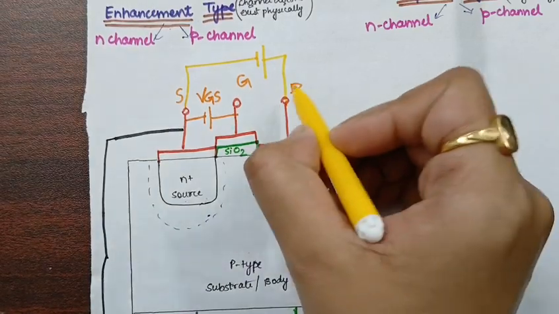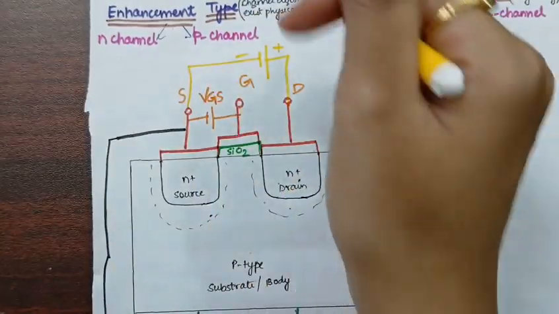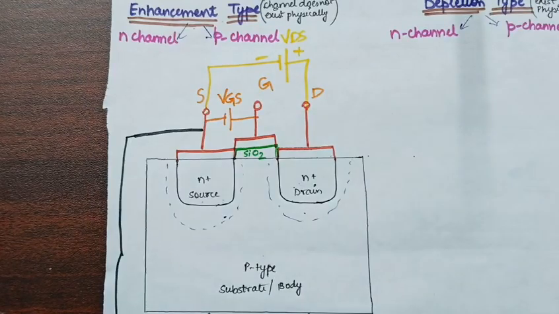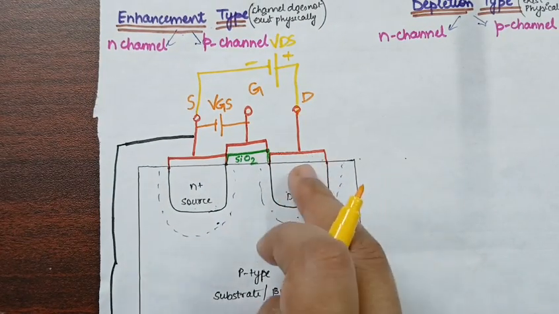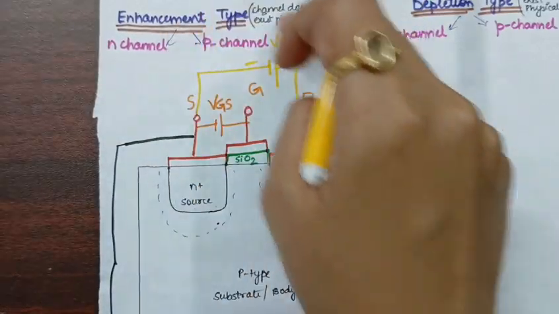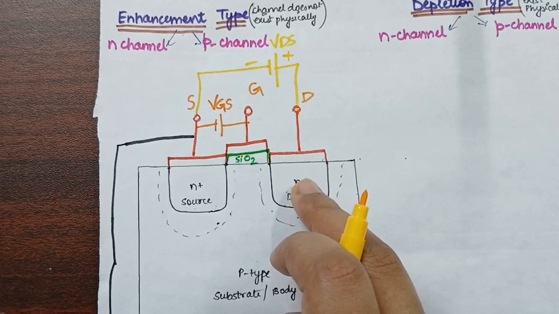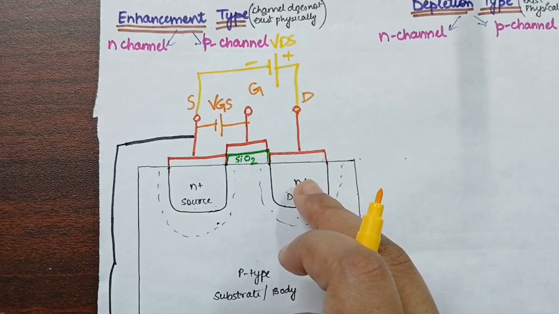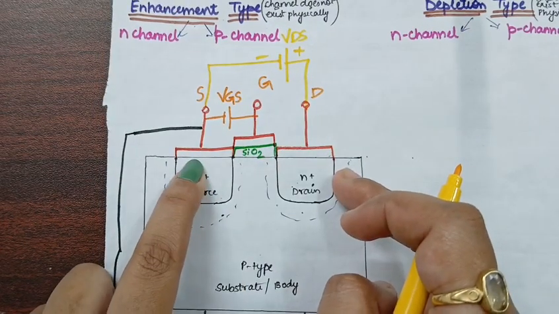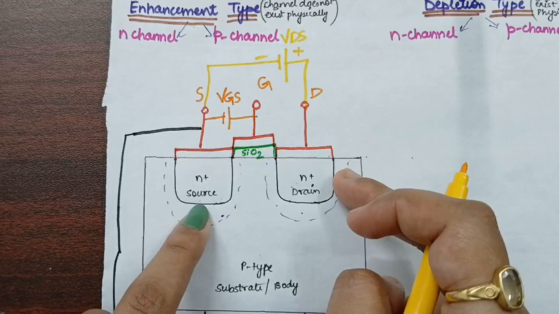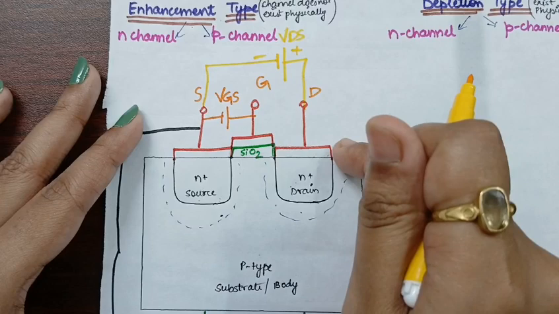Now if we increase the potential across this VDS value, then what will happen? There will be a flow of current. By increasing this VDS value, there should be a flow of current. But what is the problem? As the drain is at the higher potential and the source is at the low potential, there should be a flow of current from drain to source, as this is at high potential.